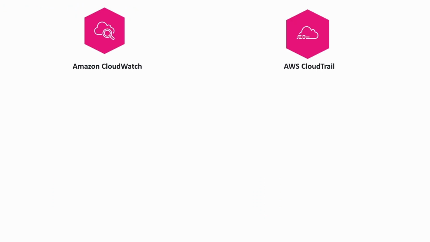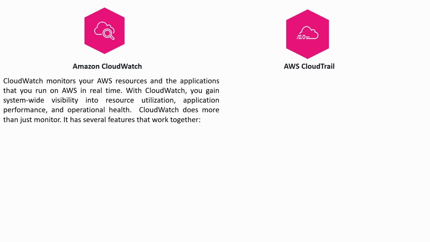CloudWatch monitors your AWS resources and the applications that you run on AWS in real time. With CloudWatch, you gain system-wide visibility into resource utilization, application performance, and operational health. CloudWatch does more than just monitor. It has several features that work together, like CloudWatch metrics, CloudWatch alarms, CloudWatch dashboards, and CloudWatch logs.